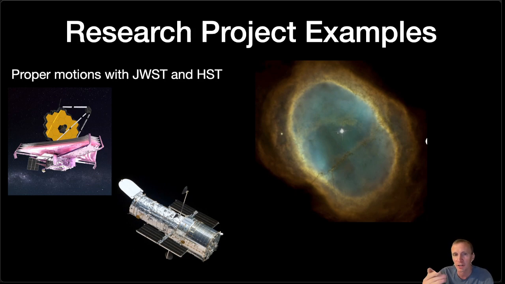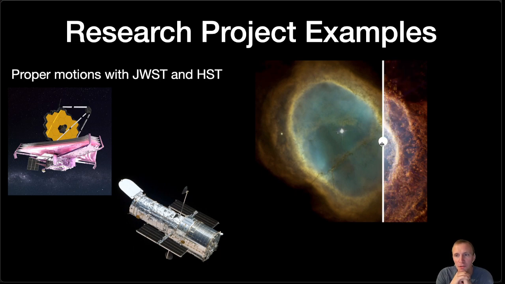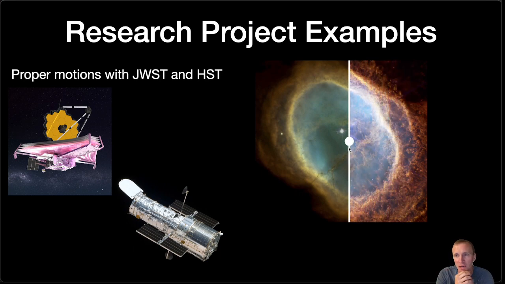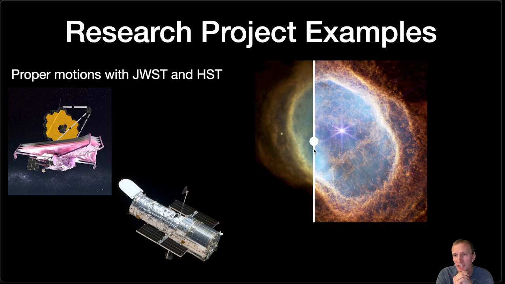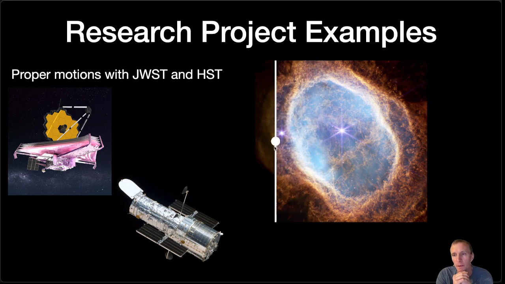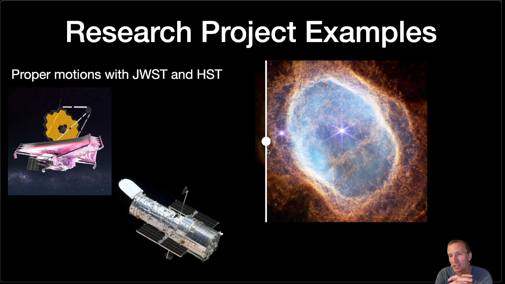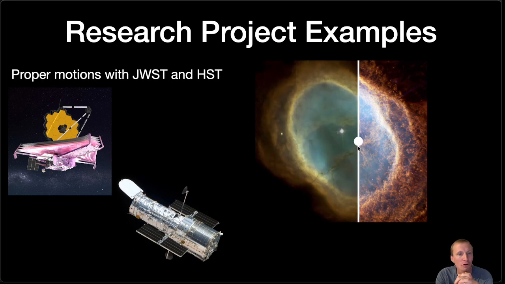So this is the Southern Ring Nebula you can see here on the right, which was imaged with Hubble about 15 years ago and was imaged very recently with the James Webb Space Telescope. So what you could see a minute ago was the Hubble image, and I'm here dragging the JWST image across the top. So the JWST image is great, fantastic. But what can we do with it?